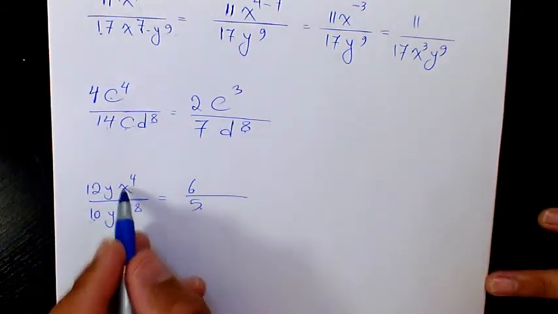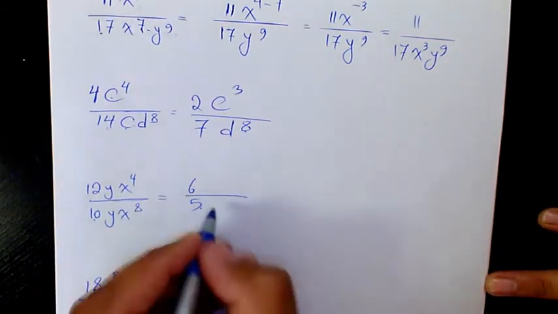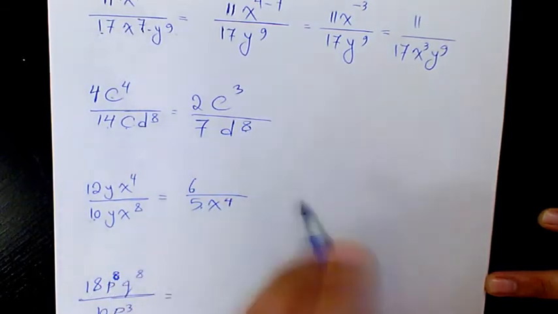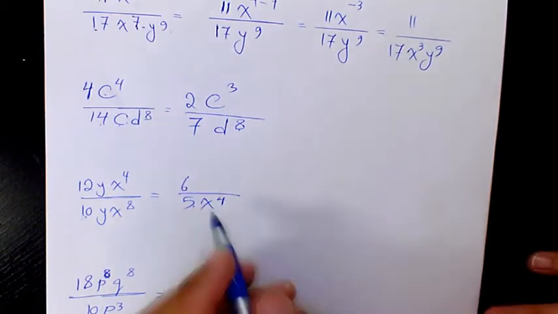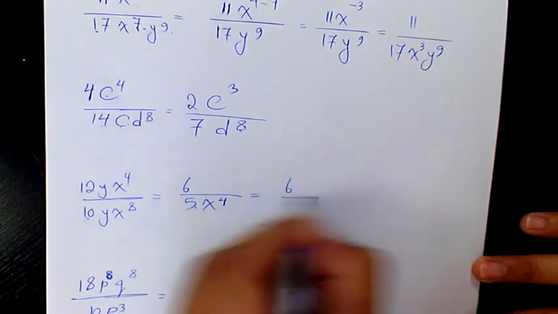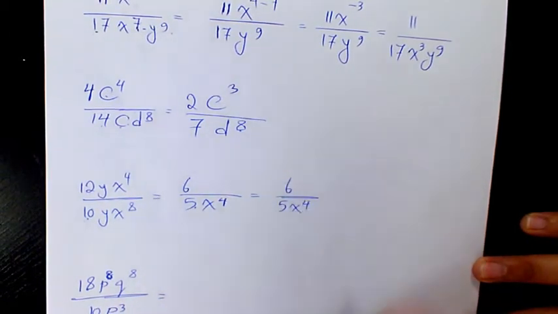And here you have x to the power of 4, x to the power of 8. So it's going to be x to the power of 4. Then you just cancel them. Or you can say x to the power of 4 minus 8. It's going to be x to the power of negative 4. And then you bring it in denominator. It's going to be x to the power of 4. So 6 over 5x to the power of 4.